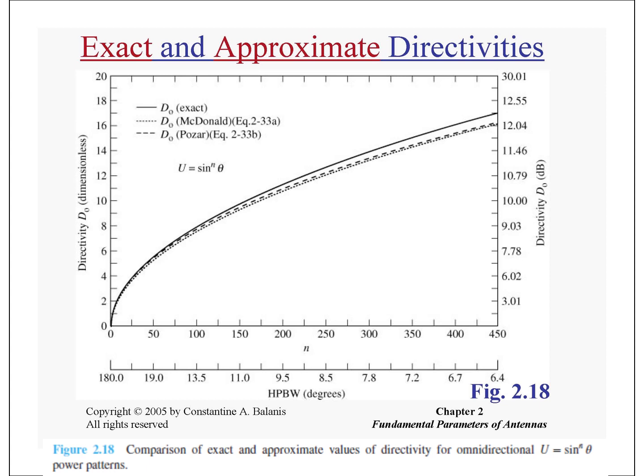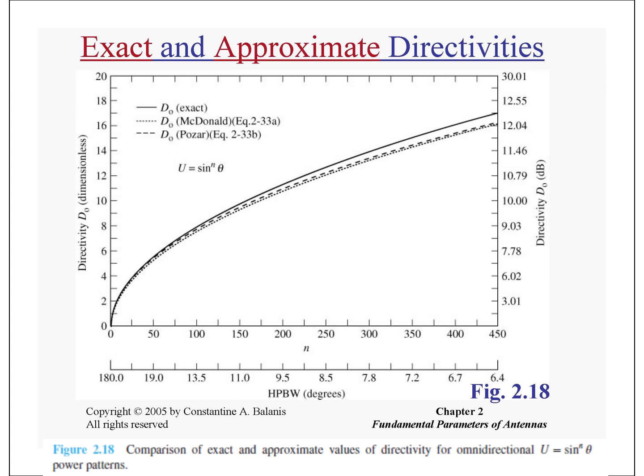Now this graph shows a summary of the McDonald, Pozar, and exact directivity for the omnidirectional pattern, which is U equal to sine to the power n theta. On the vertical axis to the left, the maximum directivity is shown as a dimensionless quantity, and the right hand vertical axis is the same directivity but in dB. On the horizontal axis, we have n, the order of the sine function, and it varies from 0 to 450. Similarly, the half power beamwidth is also shown here, and it varies from 180 degrees to 6.4 degrees on the right hand side.